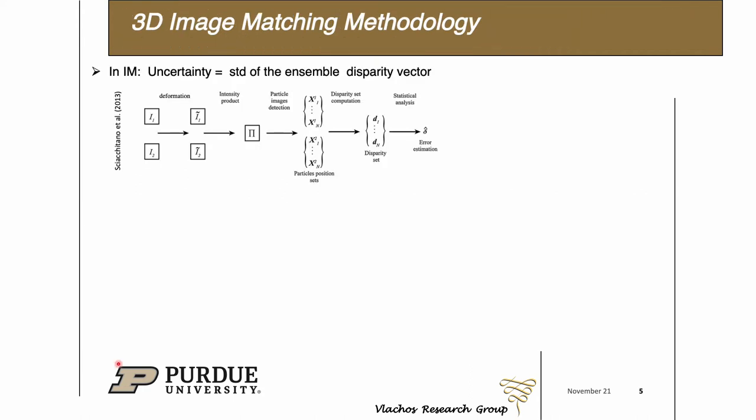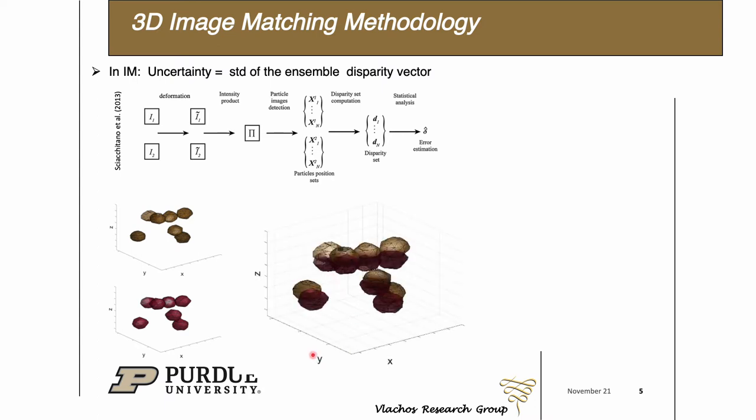As mentioned, IM estimates the uncertainty using a statistical analysis of the disparity. To calculate the disparity, raw images go through iterative window deformation to obtain matched volumes. Then, to find potential particle positions, we multiply the intensity fields of the matched volumes, and the local maximums are where particle pairs are. This initial position is then used in the extended 3D three-point Gaussian fitting to find the exact particle location in each frame.